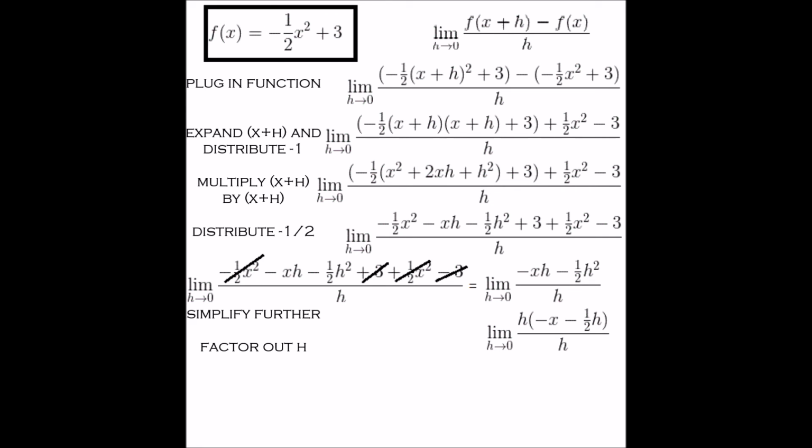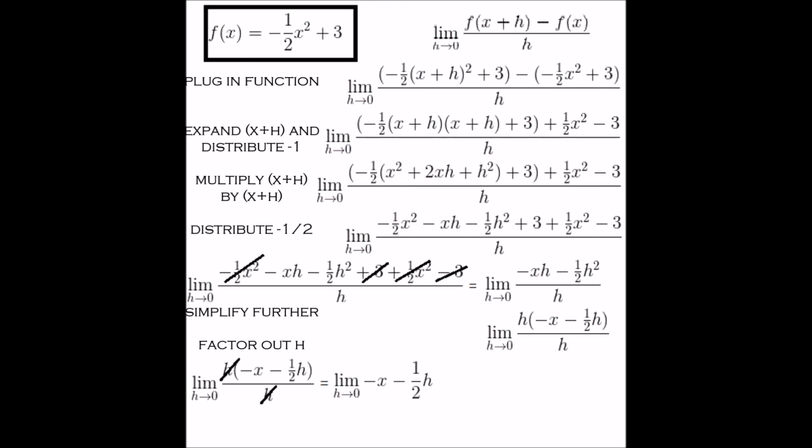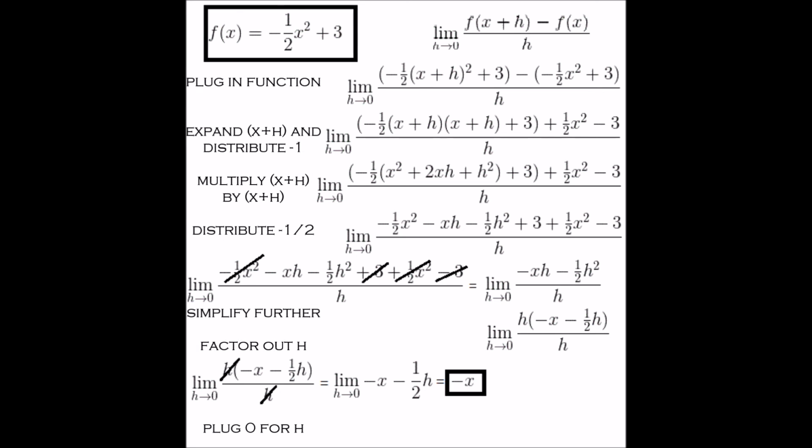Now we just factor an h term in the numerator. This is probably the most important step. Can you guess what happens next? That's right, we just cancel out the h terms in the numerator and the denominator, and we're left with a much easier expression to work with. And finally, after plugging in a 0 for h, we get a derivative of negative x.